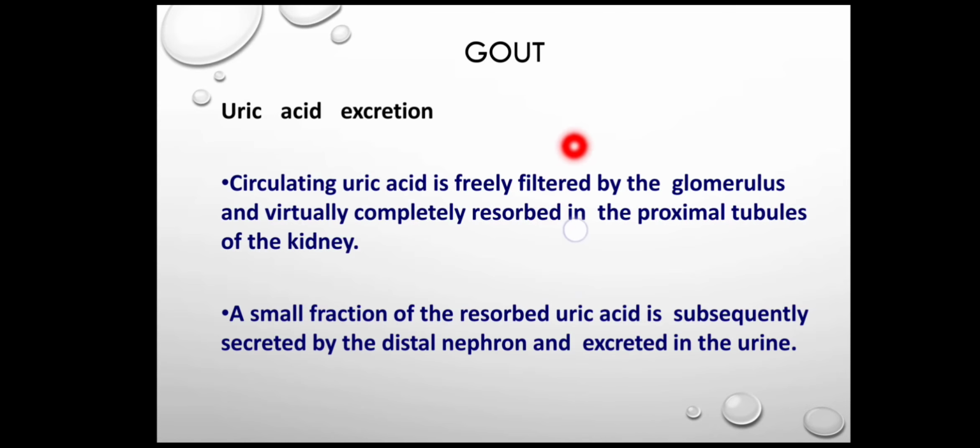Then coming to uric acid excretion, circulating uric acid is freely filtered by the glomerulus and virtually completely reabsorbed in the proximal tubules of the kidney. A small fraction of the reabsorbed uric acid is subsequently secreted by the distal nephron and excreted in the urine.